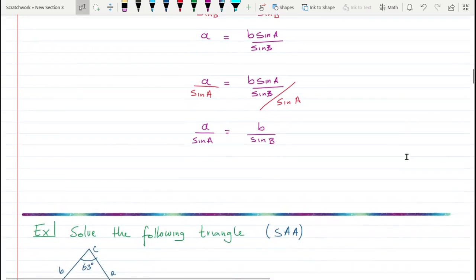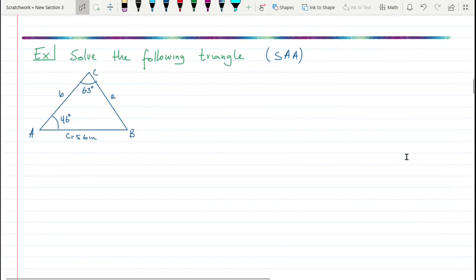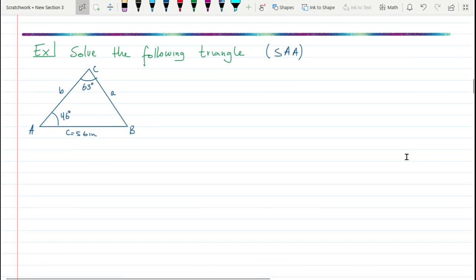Now let's do an example following the formulas from before. So this is the given information, and we're solving a side-angle-angle case, where we're given a side, a measurement of an angle, and then another angle. The side is not in between the two angles. That is a different scenario.